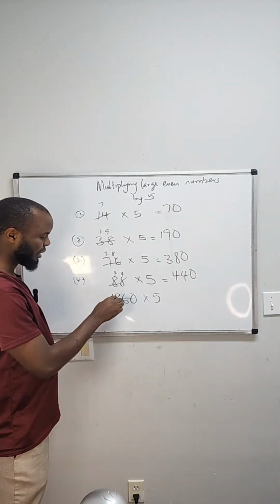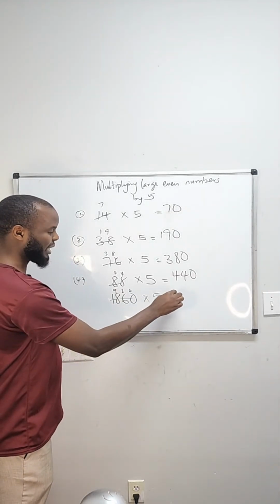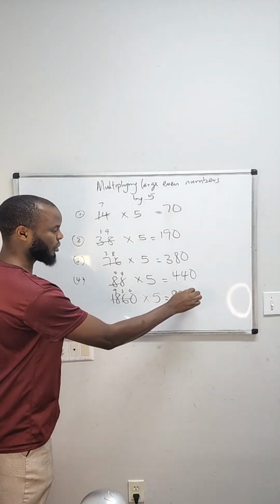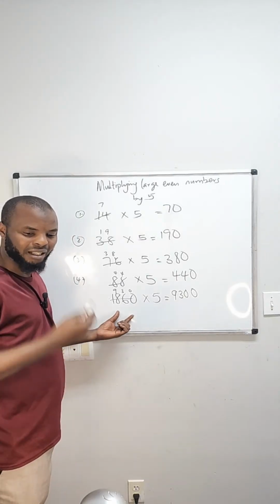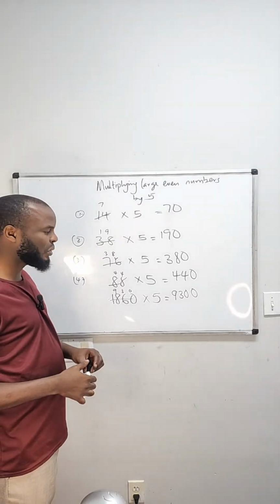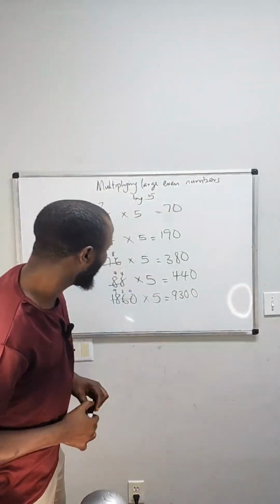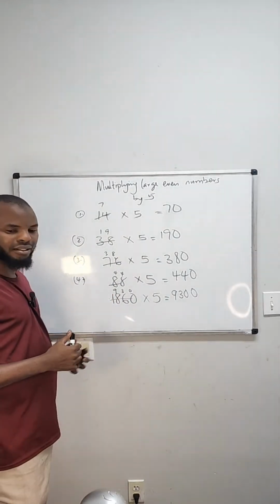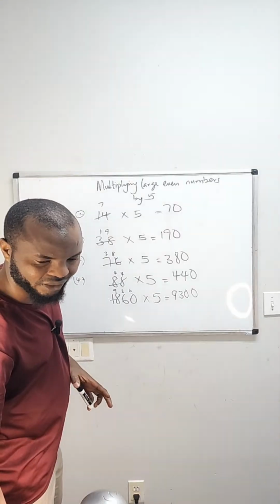This is just 930, right? So your answer is just 9300. Very fast. Just take half of the number, add 0 to it. Now you can do any numbers. So just take half and add 0 to it. Okay? Now I'm going to do another trick right now.